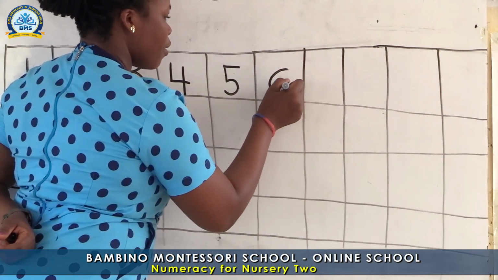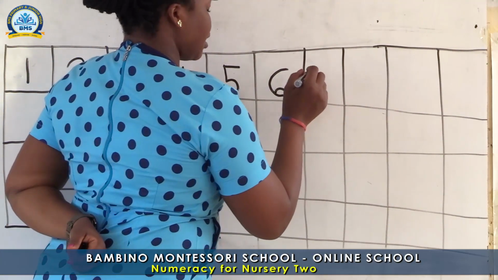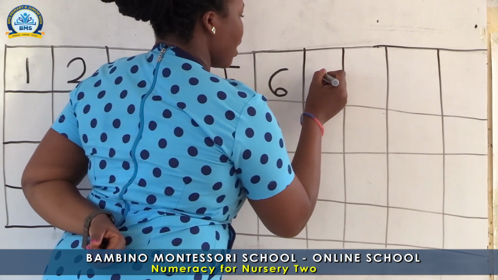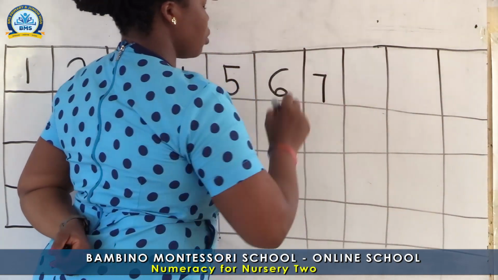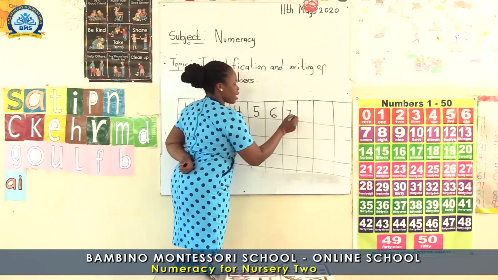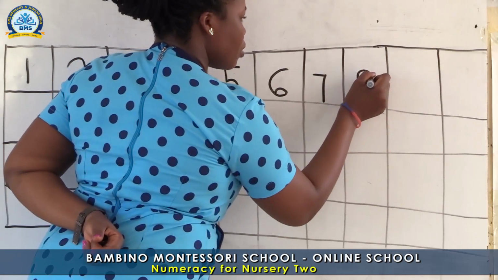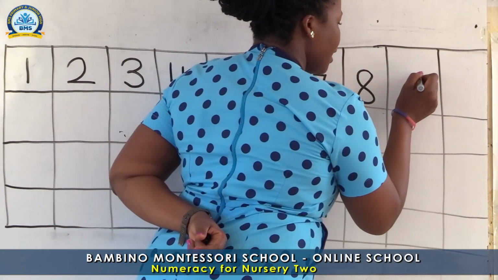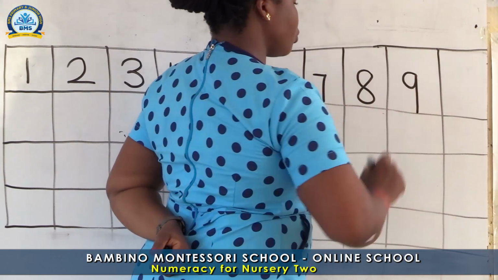A curve in. From 6 we go to 7. How do we write 7? A dash and a stroke. From 7 we go to the number 8. How do we write 8? You write, then you cross it. From 8 we go to the number 9. A curve out and a stroke.